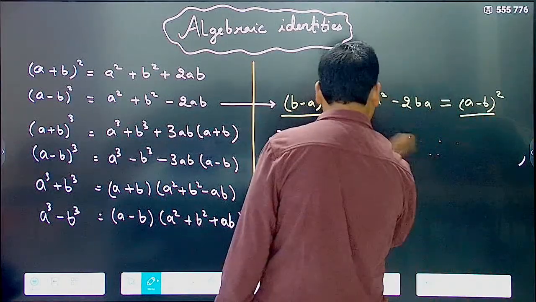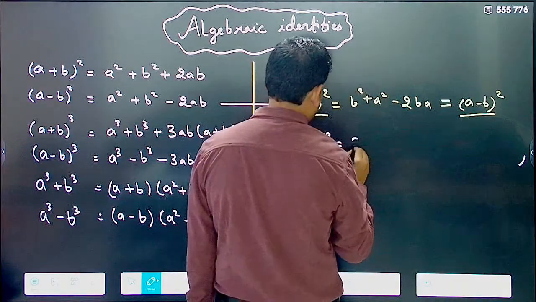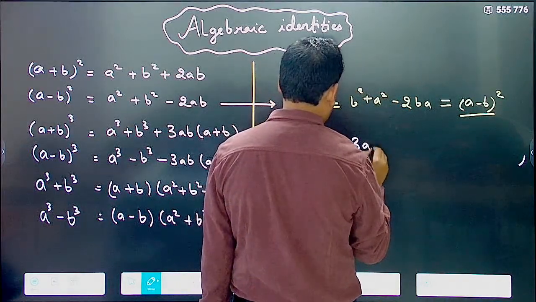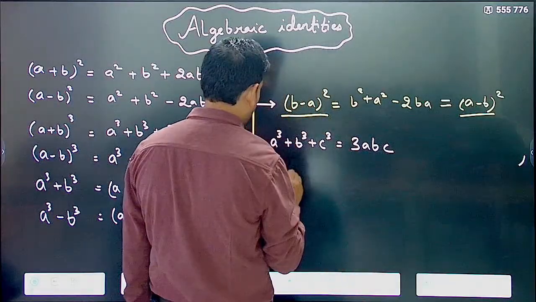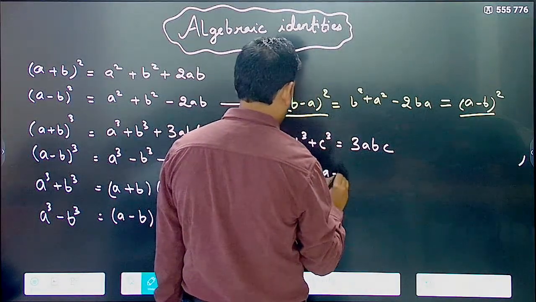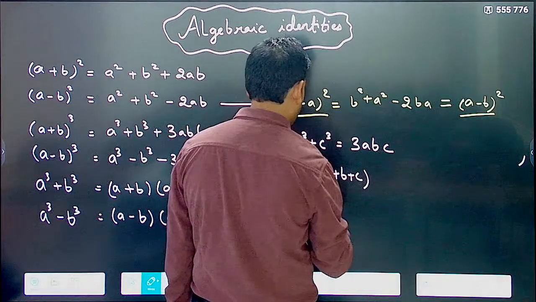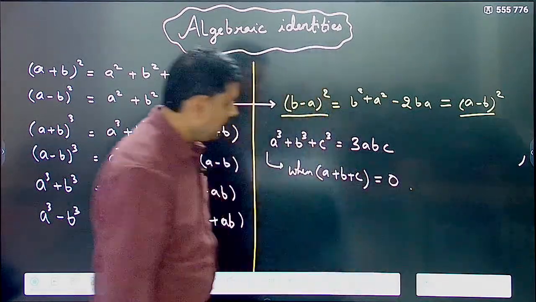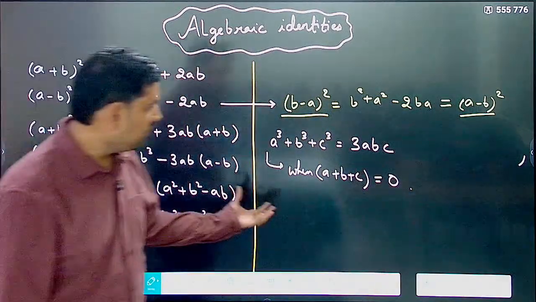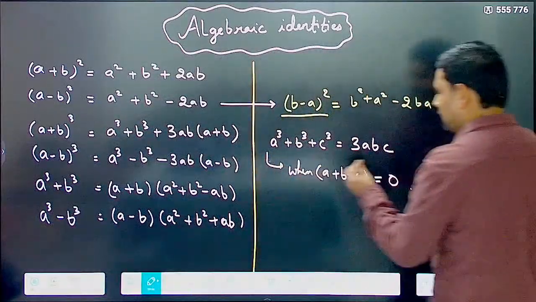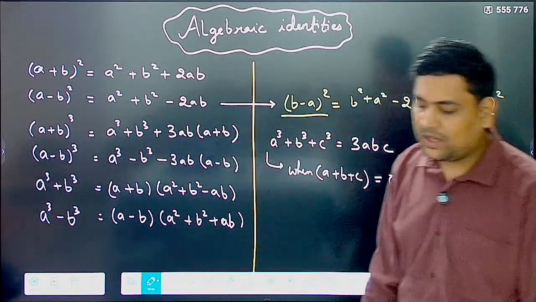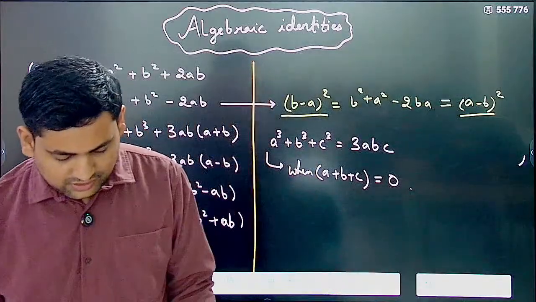Just write down this. So when a plus b plus c is equals to 0, then a cube plus b cube plus c cube comes out to be 3 times a, b, c. Okay.